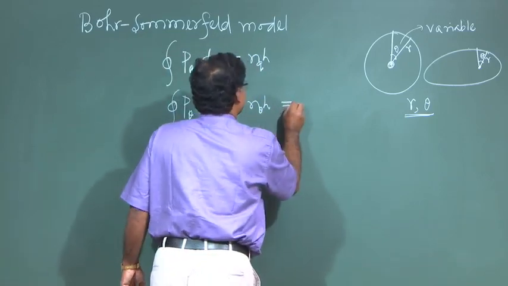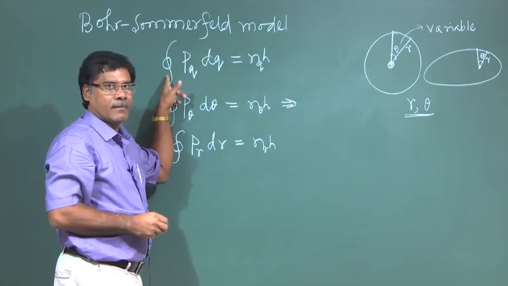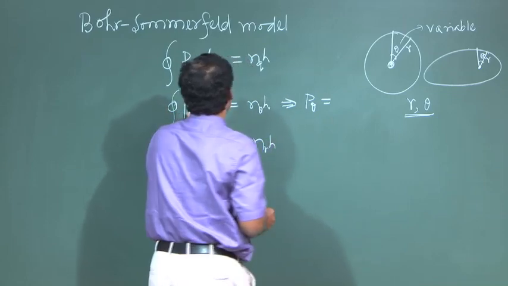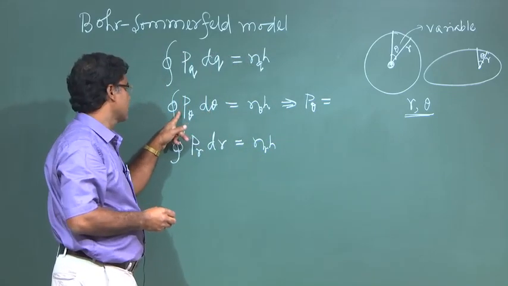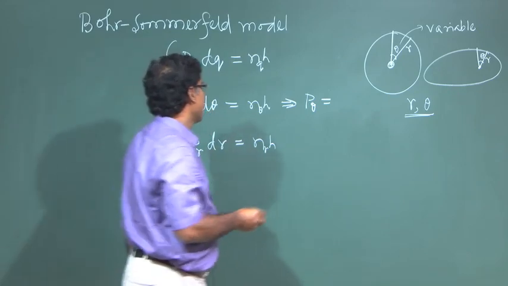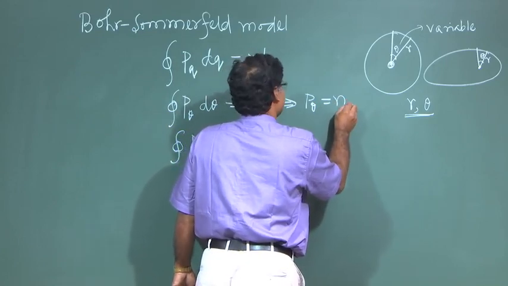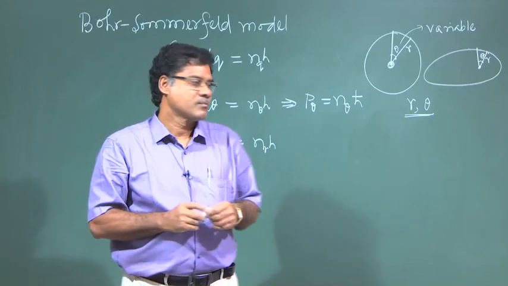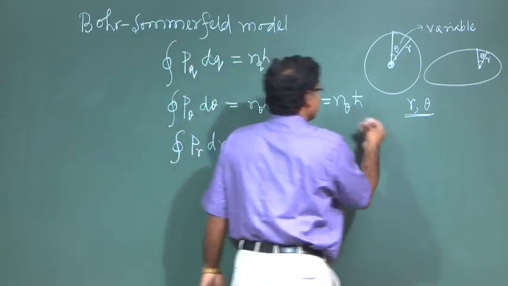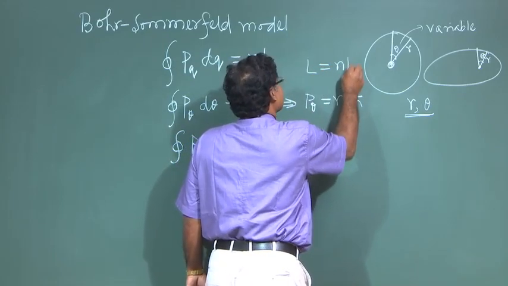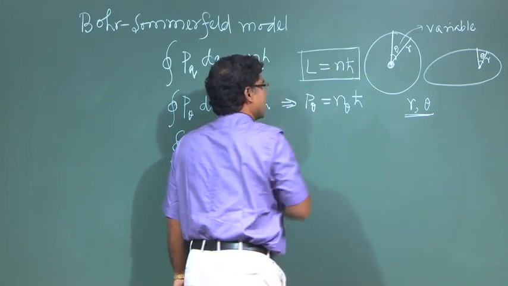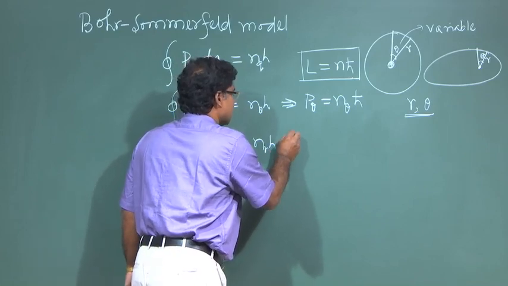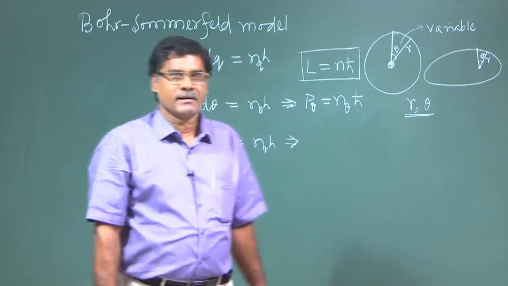Here the angle varies from 0 to 2 pi. So you will get p theta, which is basically constant, times the integral of d theta from 0 to 2 pi, which gives 2 pi. Dividing by 2 pi, I will get p theta equal to n theta h cross. Okay. So it is exactly the same as the Bohr quantization, p theta being the angular momentum. It is similar to L equal to n h cross, whatever Bohr quantization was used. Okay, this is basically the same. Now from this quantization, it's a slightly lengthy calculation.